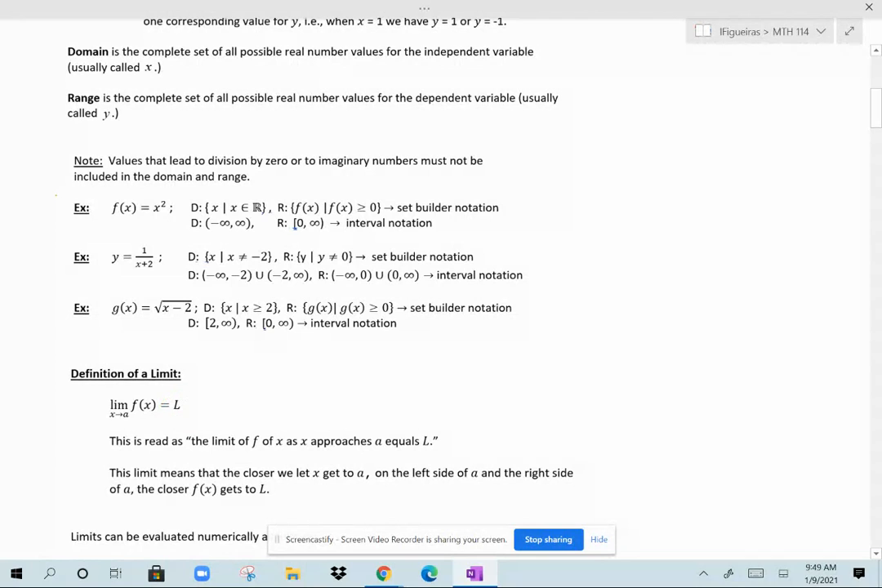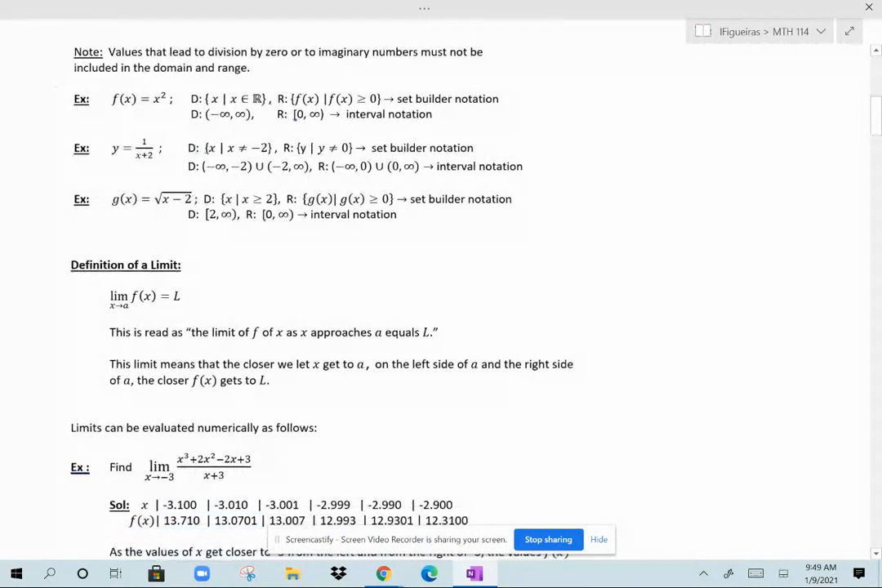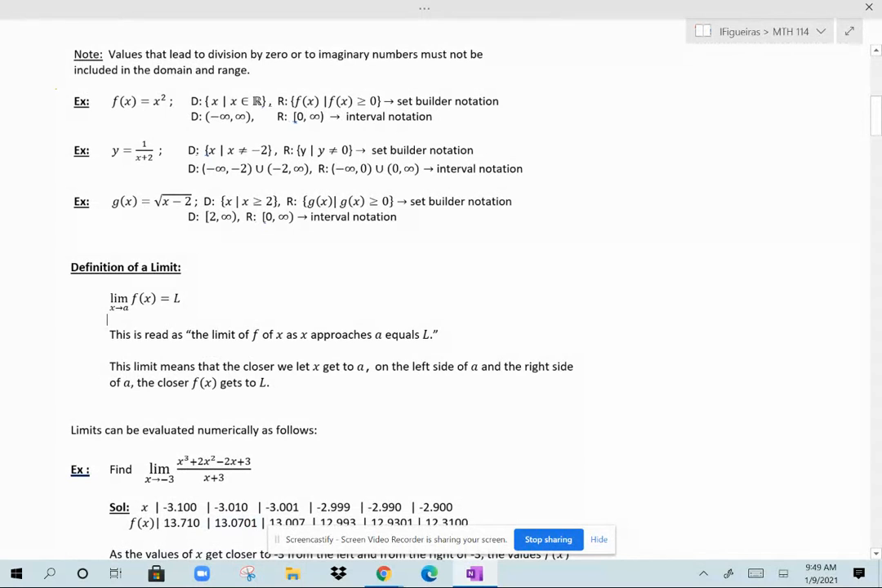And when we say getting closer and closer to a, we mean from the right side and from the left side of a. So again, if you imagine a being on a number line, the horizontal axis, from the right of a means values greater than a, and from the left of a means values less than a, but very close, meaning like within a couple of decimals of each other.